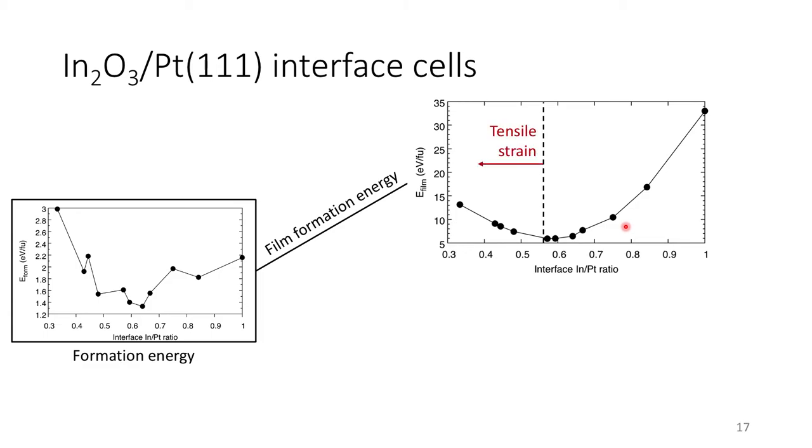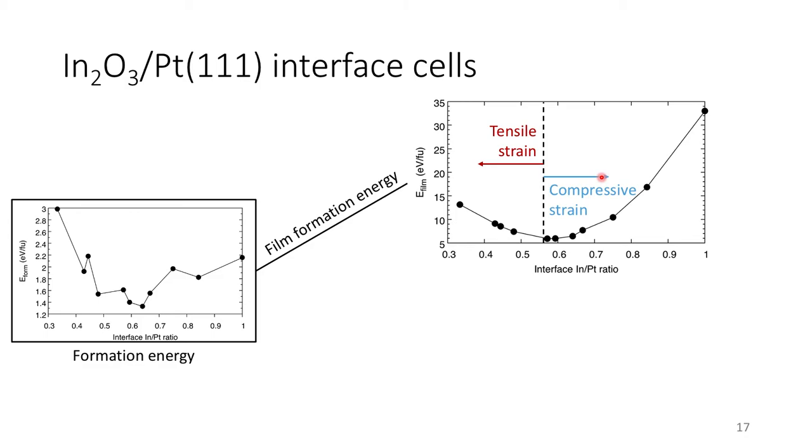The bond distances in the indium oxide film are elongated to the left of the minimum, where the indium to platinum ratio decreases, resulting in a tensile strain. And the indium oxide bonds are contracted to the right of the minimum, where the indium to platinum ratio increases, resulting in a compressive strain.